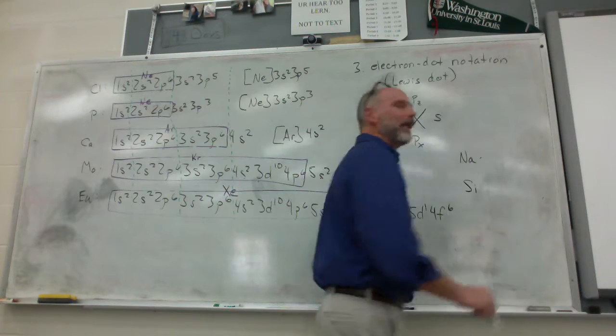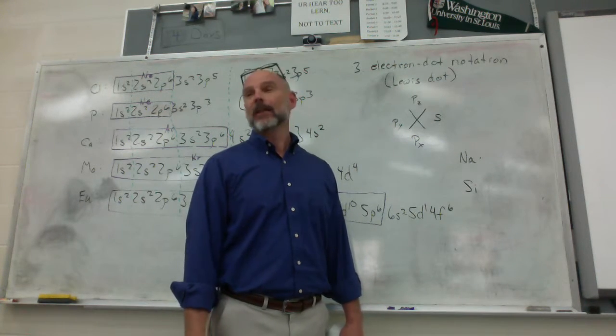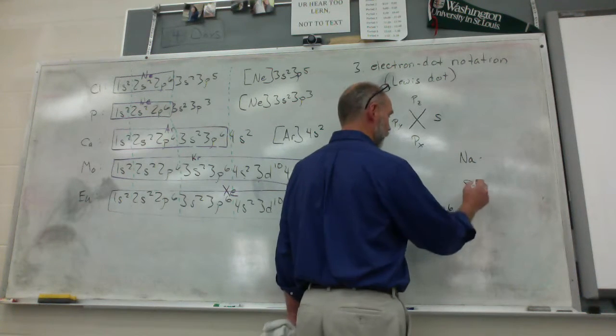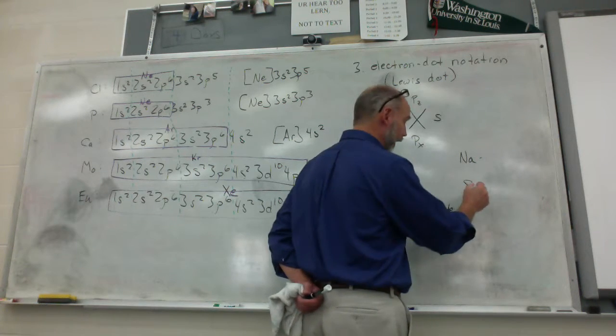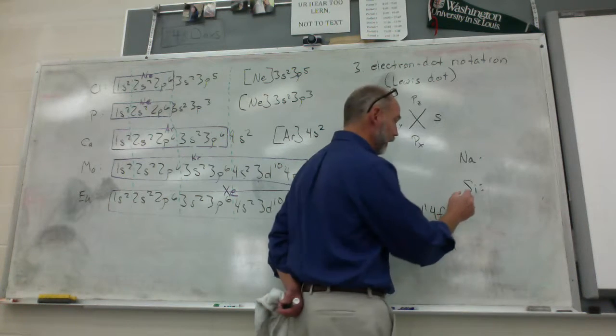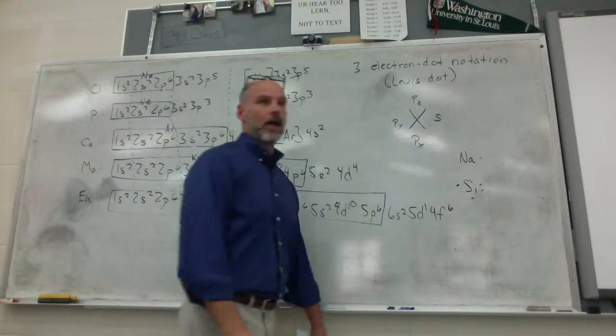Okay, so how many valence electrons does silicon have? 4. Where's the first one going to go? S. Where's the second one going to go? S. Where's the third one going to go? Px. Where's the fourth one going to go? Py. Boom, there's silicon.